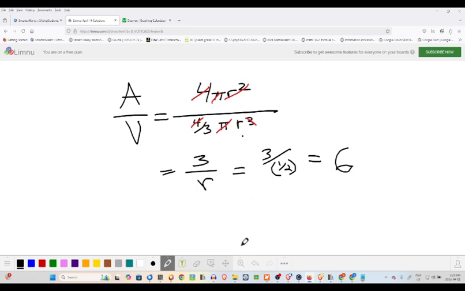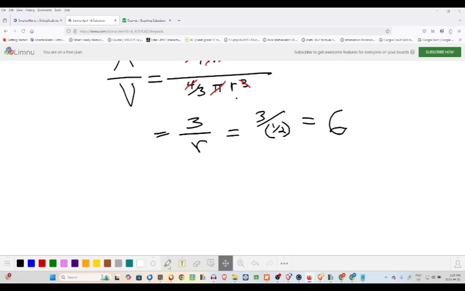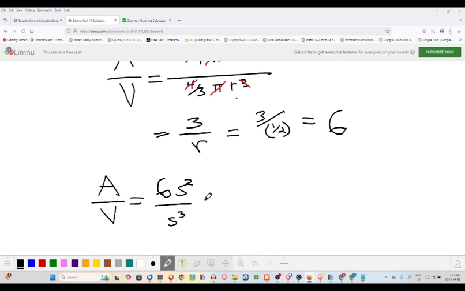Now for the cube, which has a side length of 1. So that's 6 s squared over s cubed. 6 over the side length is 6 over 1, which is 6. So at this scale, they actually have the same surface to volume ratio.